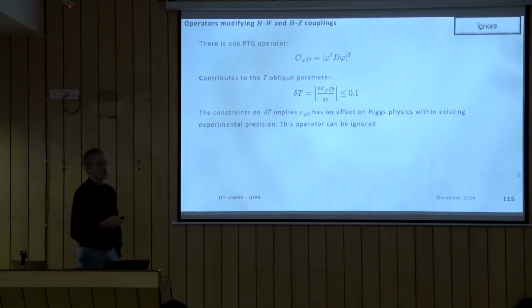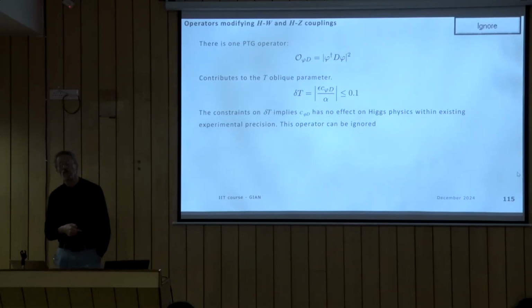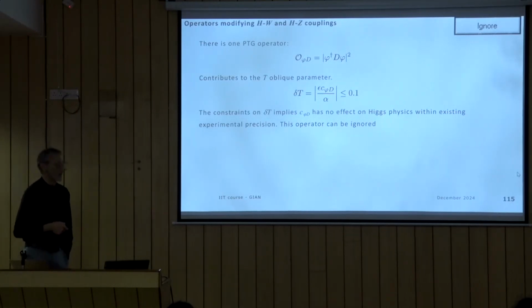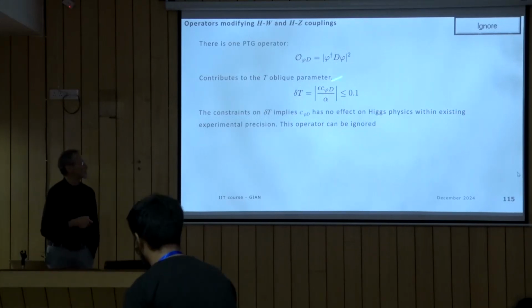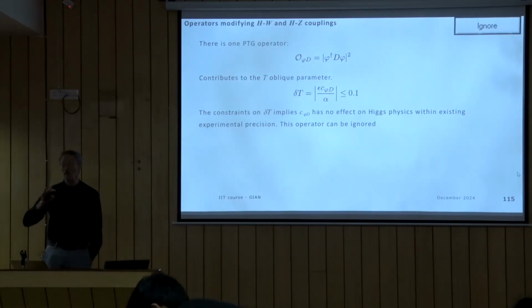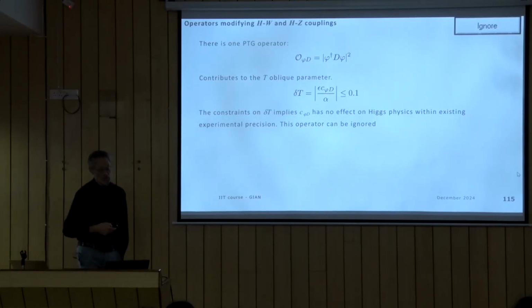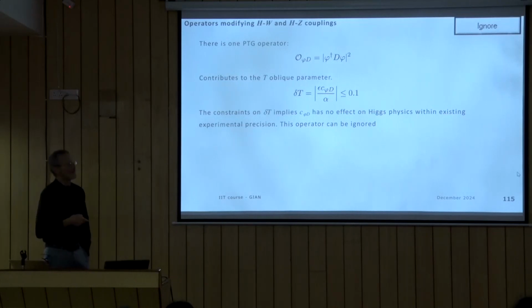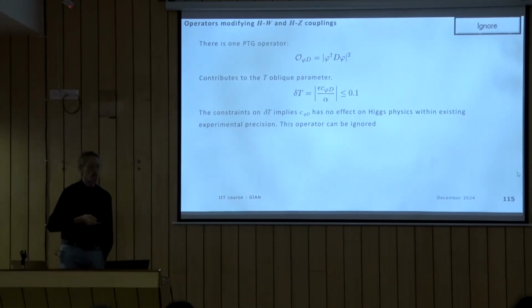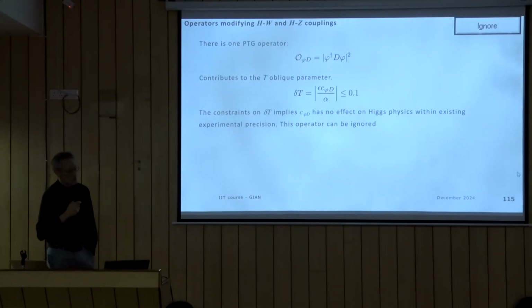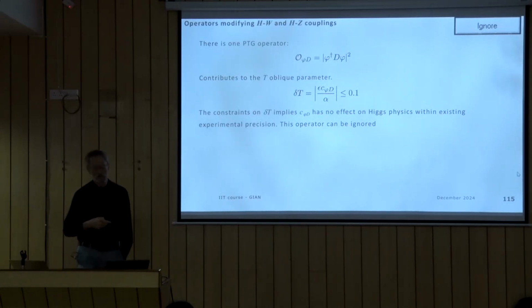And I'm going to do this several times. If a collider or low energy experiment or whatever data implies that the coefficient of an operator is sufficiently small, I just drop it. I will not talk about it anymore. Not because it's not interesting in general, but because at least currently the effects are known, because of this constraint, to be below the LHC sensitivity.